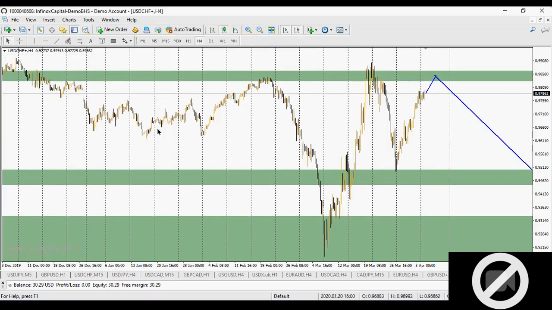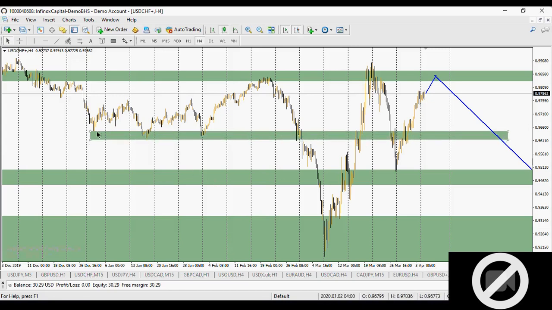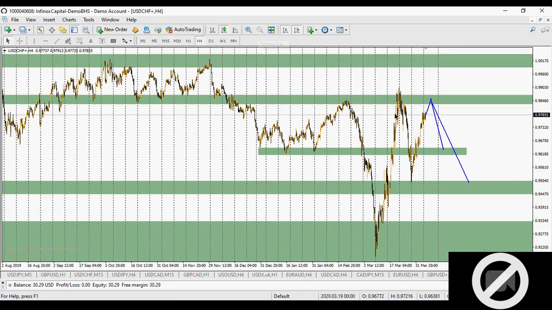Well, the first area it can come back to is this area, because on the 4-hour time frame I can see some areas here. So the market can come to this place. That's one way the market can move. Another way is it can get to this place and come back down to this place. That's another way the market can move. Now another way the market can move is this.